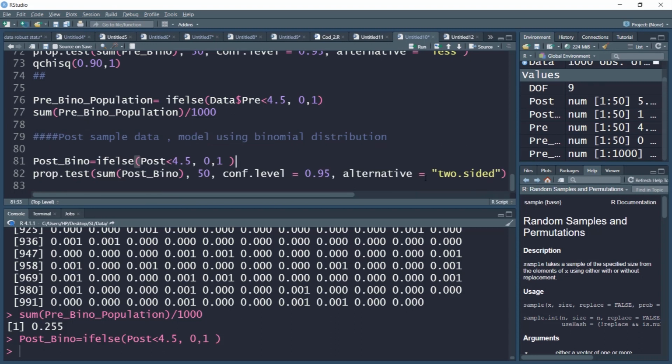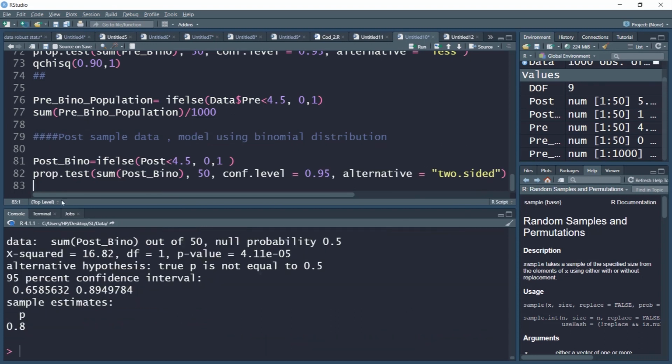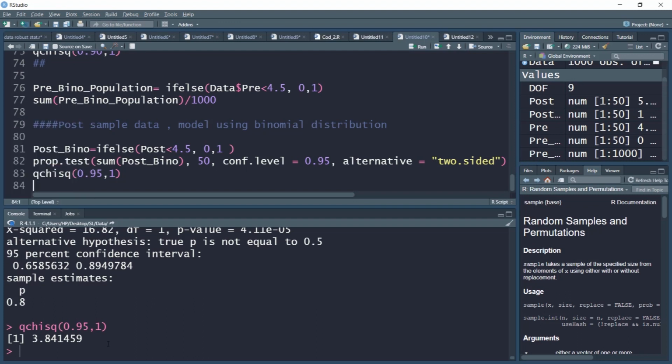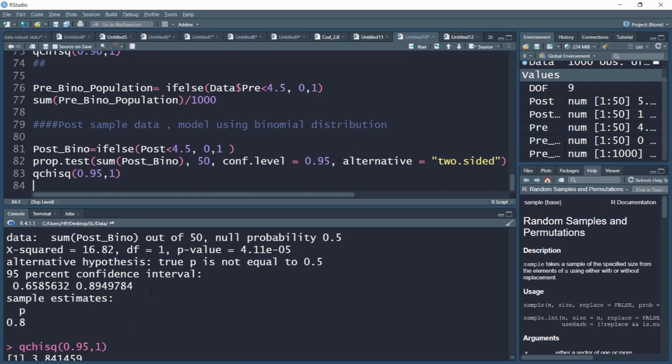So if I run this, I get a chi-square value of 16.82 and a sample estimate of 0.8. The sample estimate suggests that the probability of having a score of 1 may be higher than 0. We'll again look at the critical value. We can examine the critical chi-square value by supplying 95% confidence and degrees of freedom as 1. We can run this and we can see the chi-square is again 3.84, which is much less as compared to the test statistic chi-square, which is 16.82.